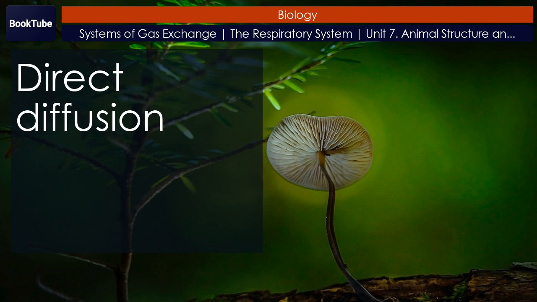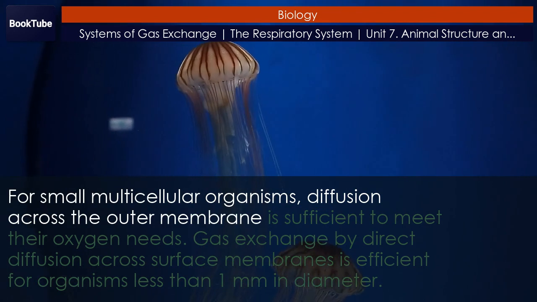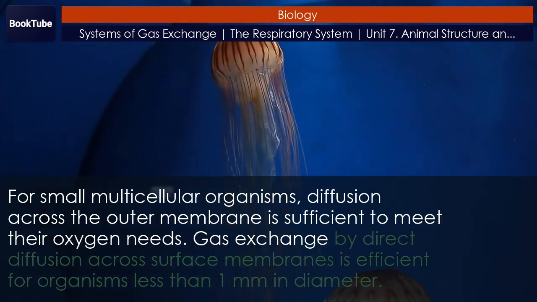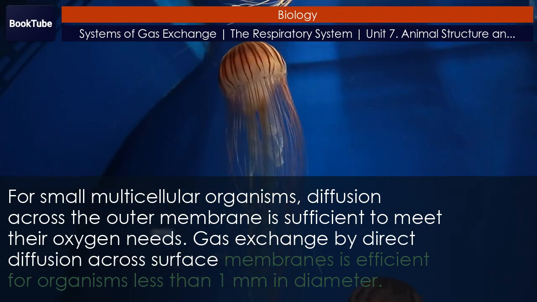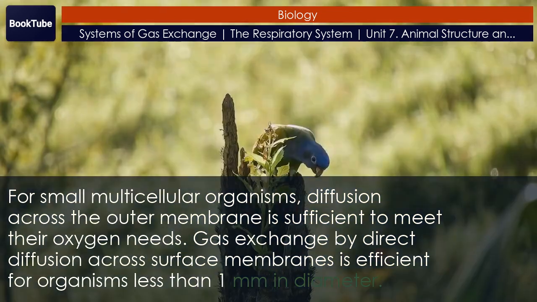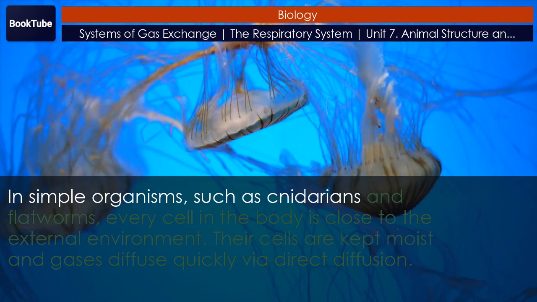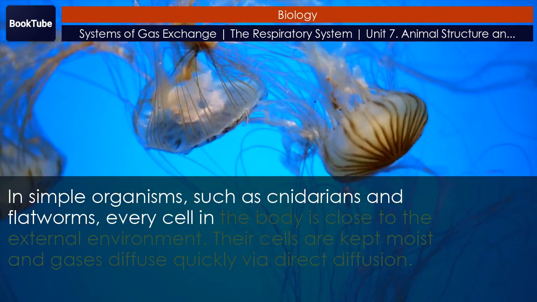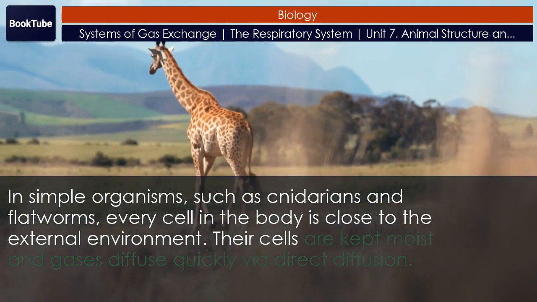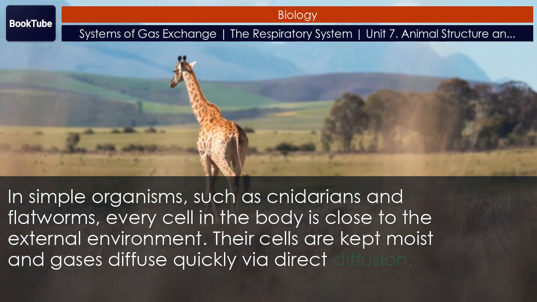Direct diffusion. For small multicellular organisms, diffusion across the outer membrane is sufficient to meet their oxygen needs. Gas exchange by direct diffusion across surface membranes is efficient for organisms less than 1 mm in diameter. In simple organisms, such as cnidarians and flatworms, every cell in the body is close to the external environment. Their cells are kept moist and gases diffuse quickly via direct diffusion.